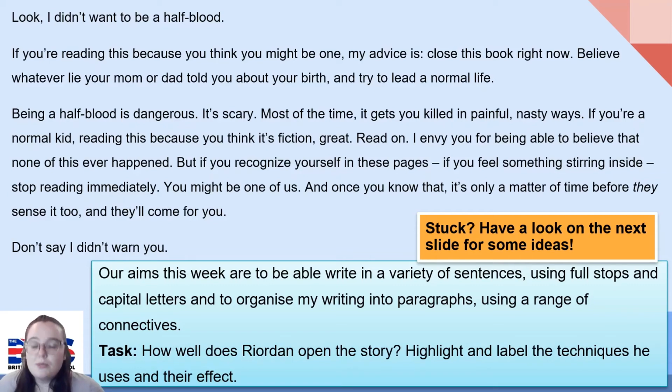Okay, so what I would like you to do is to spend about 5 minutes looking again just at this section and seeing what other things you can pick out. So what other techniques? You can use the ones that we've already talked about, but I want you to be able to explain what the effect of those things is. So I've talked about them a little bit, but you can rewrite that in your own words. If you are stuck, you can have a look at the next slide for some ideas. I'm going to use that in a minute.